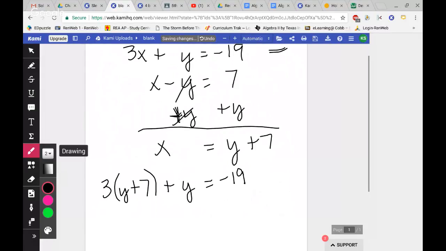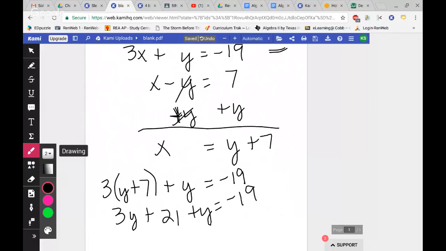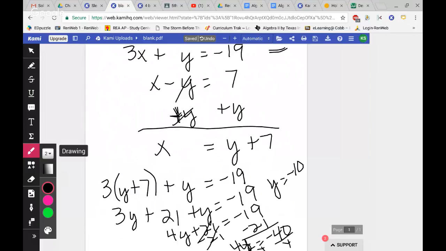Did I write it how you wanted me to? Yes, that makes sense. Okay. So 3y, because I'm going to distribute this 3 now, plus 21, because 3 times 7 is 21, plus y equals negative 19. 3y plus y is 4y plus 21 equals negative 19. Subtract 21 from both sides. And I'm going to get 4y equals negative 40. Divide both sides by 4. I'm going to get y equals negative 10, right?